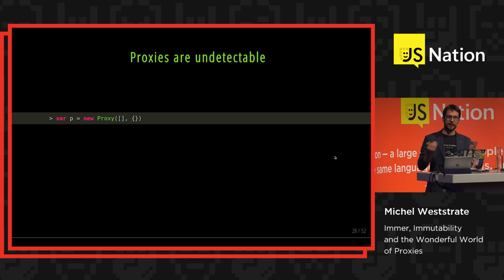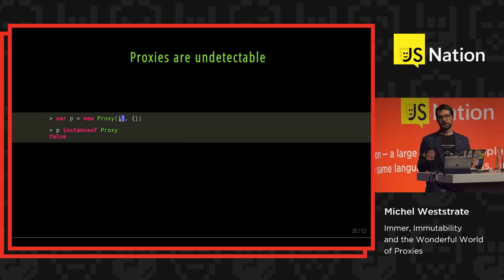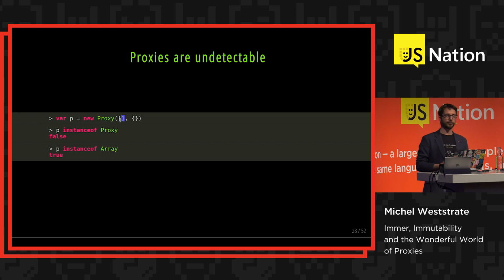So that means if I create a proxy on an array, and I ask, what is the type of P, it will not say, oh, that's an array proxy. No, it will say, oh, P, that's an array, of course. It's being proxied, but that is basically irrelevant.